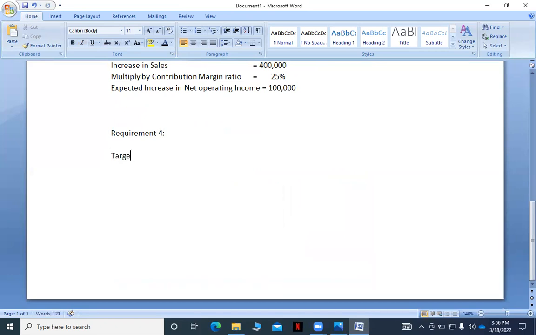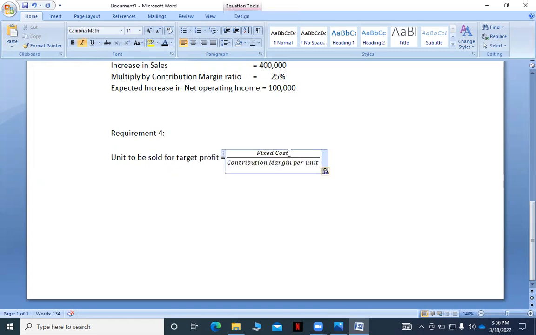Target units to be sold for target profit. To get the target profit, how many units do we have to sell? So the formula is fixed cost plus target profit divided by contribution margin per unit. So this is our formula.